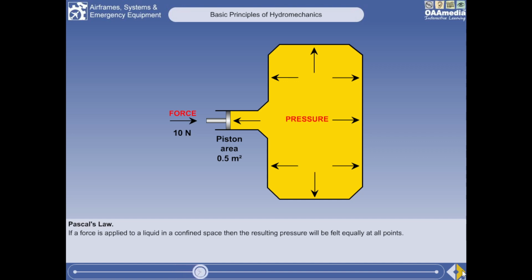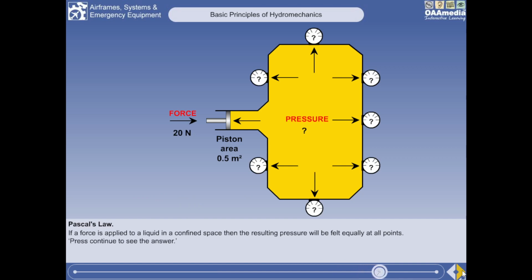If in the diagram the force applied is 10 newtons, and the area of the piston is 0.5 square metres, then the pressure will be 10 divided by 0.5, which equals 20 newtons per square metre, or of course 20 pascals. That pressure will be the same in all areas of the liquid.